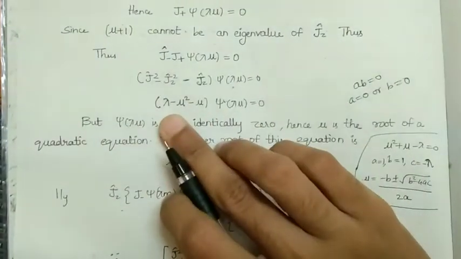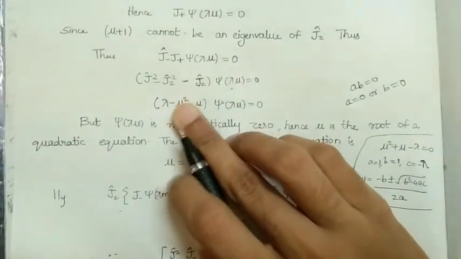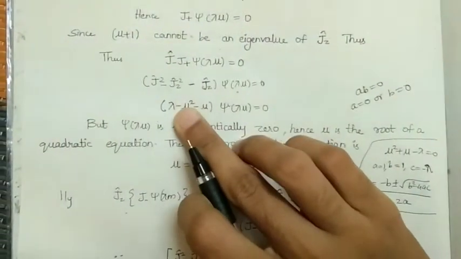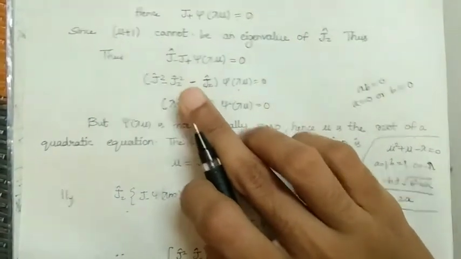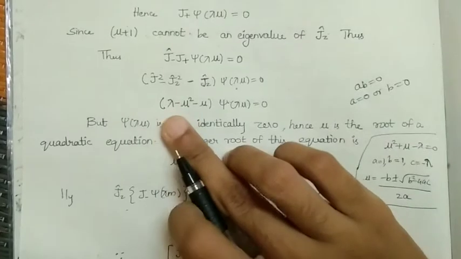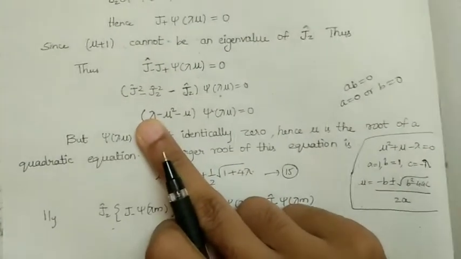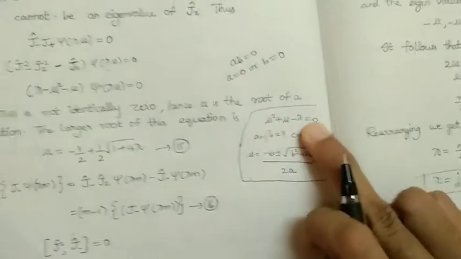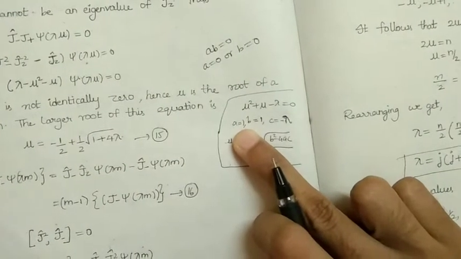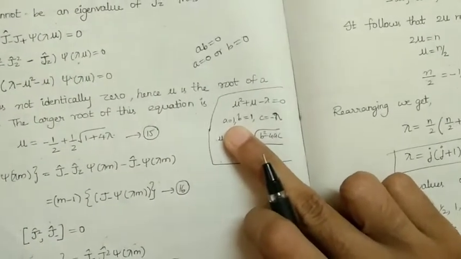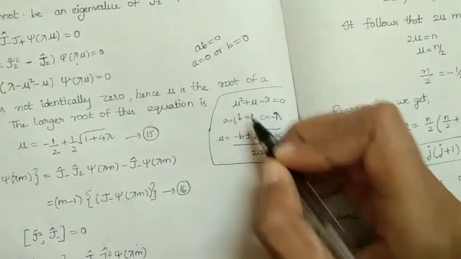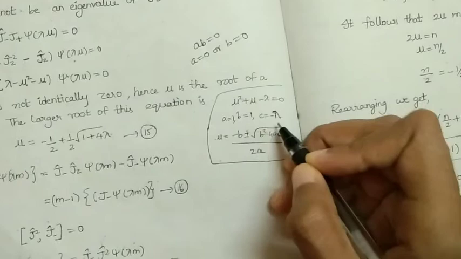If we see here, it is of the quadratic form in mu, like ax square plus bx plus c. Here in the place of x square we have mu square. So mu is the root of this equation. This could be written as this, just multiplying with minus: minus lambda plus mu square plus mu. Here if we compare with the form ax square plus bx plus c, in the place of a we have 1, in the place of b 1, and in the place of c minus lambda.